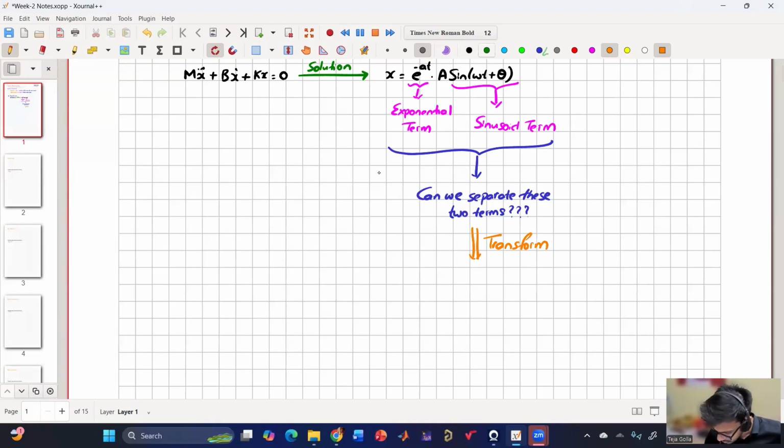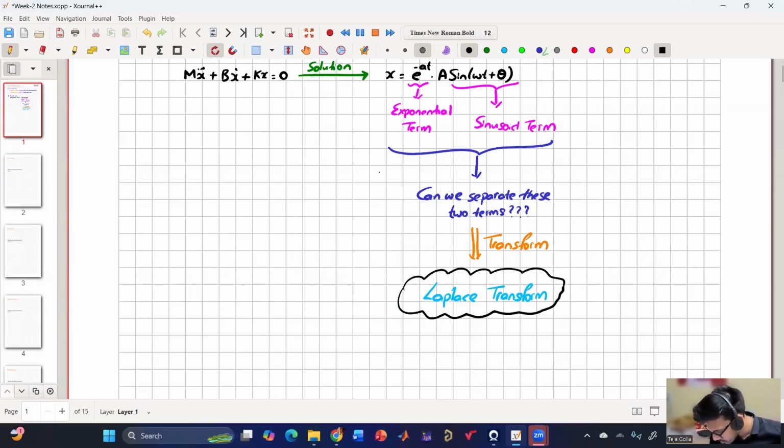And that is basically today's discussion, Laplace. So this is the motivation for using the Laplace transform.